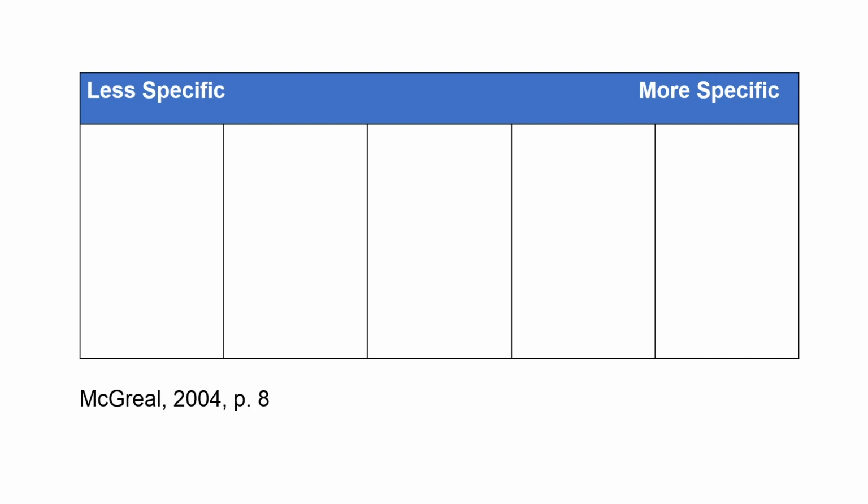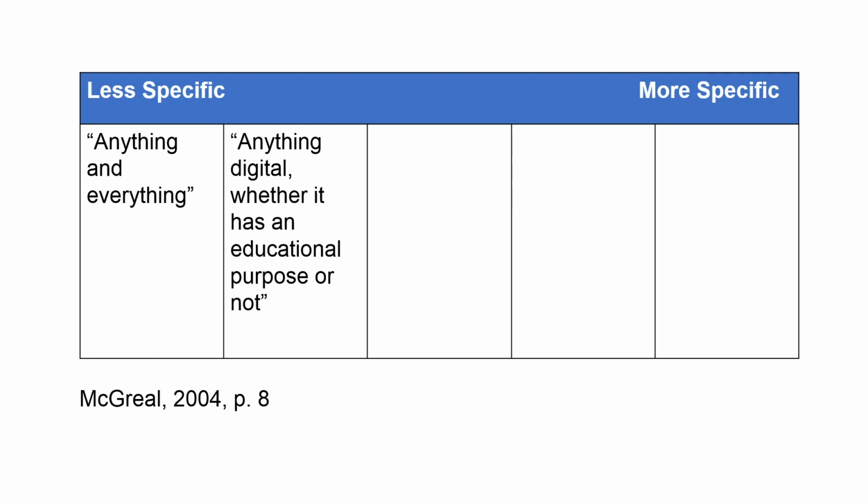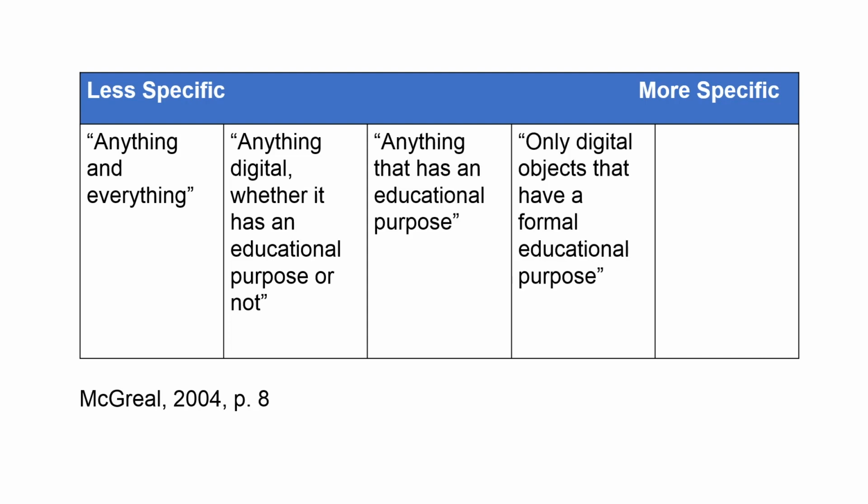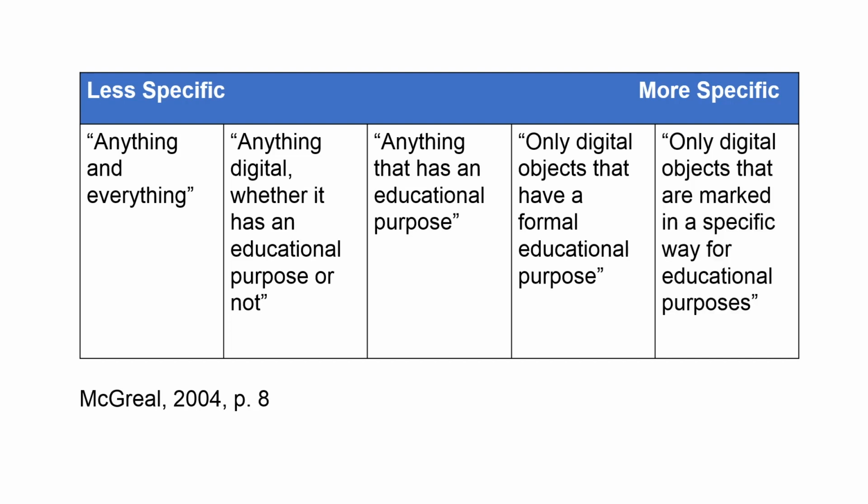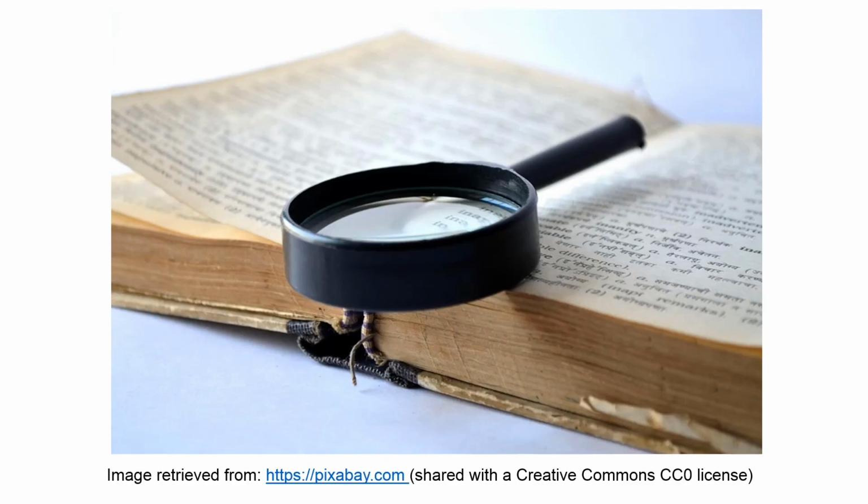So for example, in online education using learning objects, McGreal categorizes the range of definitions of learning objects from very broad to more specific terms, citing specific definitions within each of these following 5 areas. Anything and everything, anything digital, whether it has an educational purpose or not, anything that has an educational purpose, only digital objects that have a formal educational purpose, to only digital objects that are marked in a specific way for educational purposes. We can take a look at a few different definitions which vary in their level of specificity.